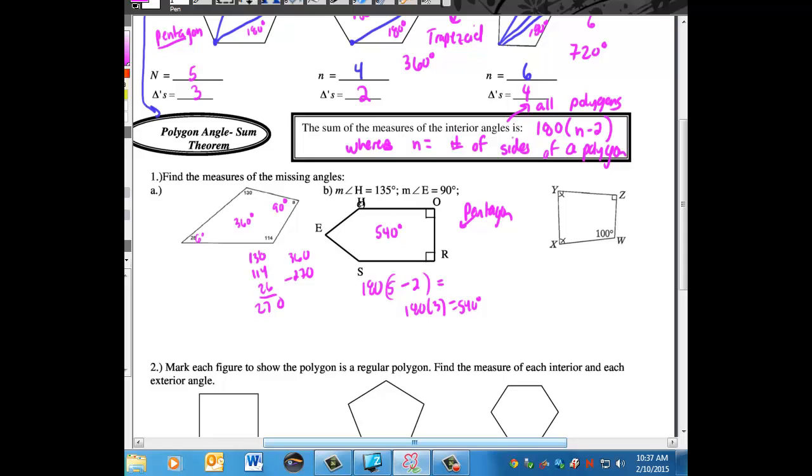All right, then let's enter in what we're given. We're given that angle H is 135. We know these boxes are going to be 90 and 90. We know angle E, we're told that it's 90. So the unknown is going to be angle S, but we just put S. We don't know what angle S is going to be. So we add all these up. We have 135, we have 180, and we have 90. We get 405. We take 540 minus 405, and that gives us 135 degrees. So angle S, or X, is going to be 135 degrees.